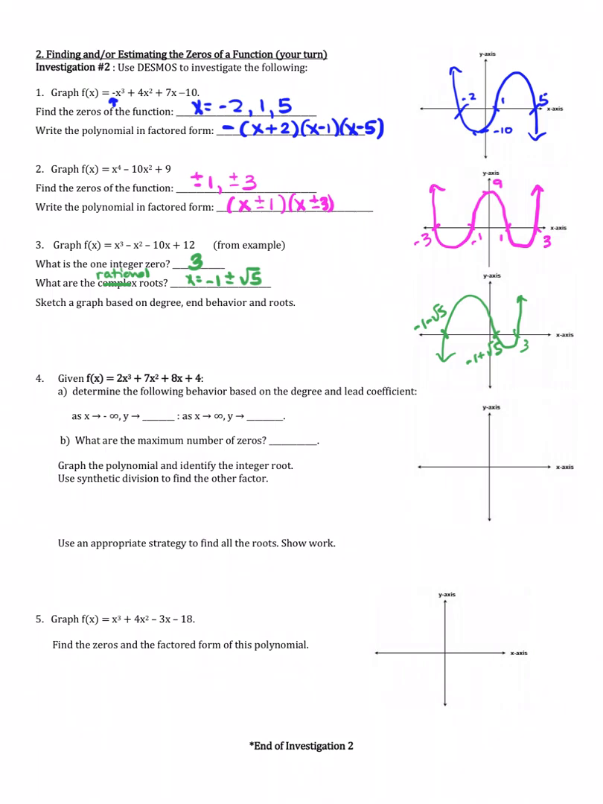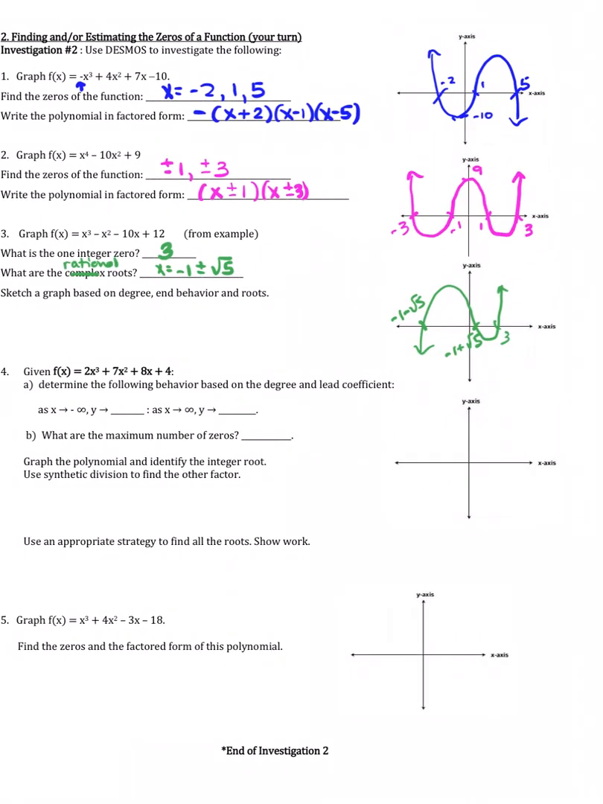Okay, now we get down here. We are given a cubic equation. Determine the following behavior based on the degree and the lead coefficient. So we know that we have a positive lead and it is an odd function. So given that it's an odd function, I know that I'm going to be having something along like that. Positive at the very end, negative at the beginning. So as x is going to negative infinity, y is going to negative infinity. As x is going to positive infinity, y is going to positive infinity.